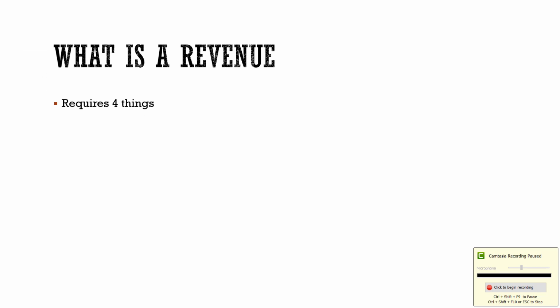Under current accounting rules, revenue requires four things. First of all, it requires an agreement between a company and a customer. So there must be an agreement. It doesn't have to be in writing, but it needs to be an agreement between the customer and the company.